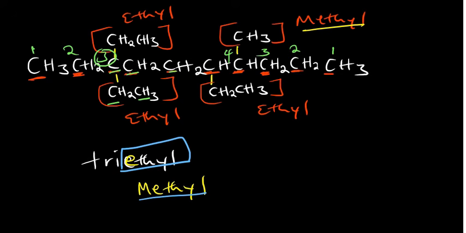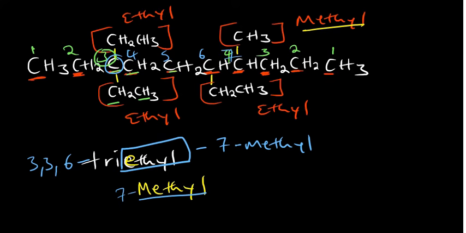So we've got 2 ethyl groups on carbon 3. So I'll say 3, 3, and then comma, the other one, 4, 5, 6, comes on position 6. And then methyl comes on position 7. So the naming would be 3,3,6-triethyl, and then 7-methyl. The longest chain is decane. So there you have it.